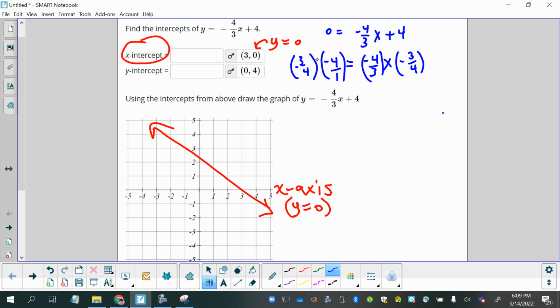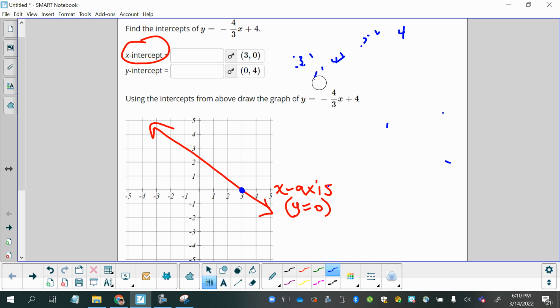So now we can see that the negative times a negative will result in a positive here. The 4's will cancel out to 1. So on the left side, it becomes 3. And on the right side, all of this cancels out to positive 1. So we get that x should be 3. And so when x equals 3, y is 0, and that is a point on the x-axis where the line is going through.